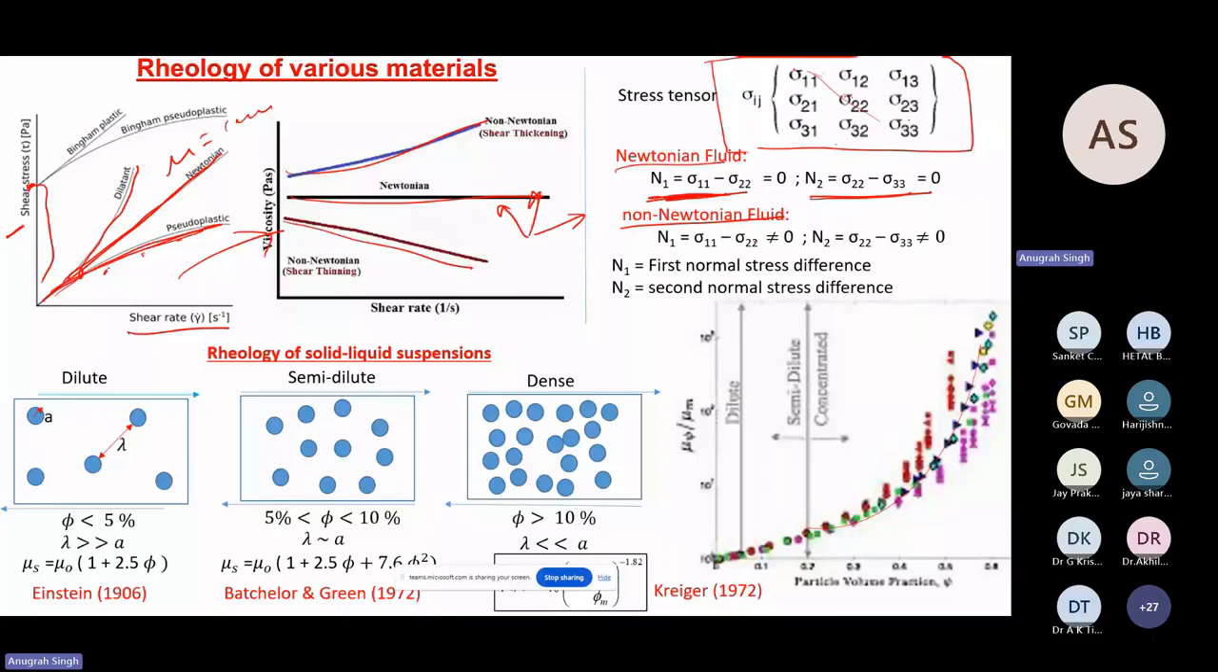That means there may be cases where stresses are more along one direction if you try to shear it, and less in the other direction. Depending on N1 and N2, there are various classes of materials. Because of these non-zero N1 and N2, non-Newtonian fluids exhibit a wide variety of properties, like die swell, siphoning effect, Weissenberg effect, and so on. This is also important when we talk about suspensions, because suspensions in general are non-Newtonian fluids, particularly if you have a dense suspension.